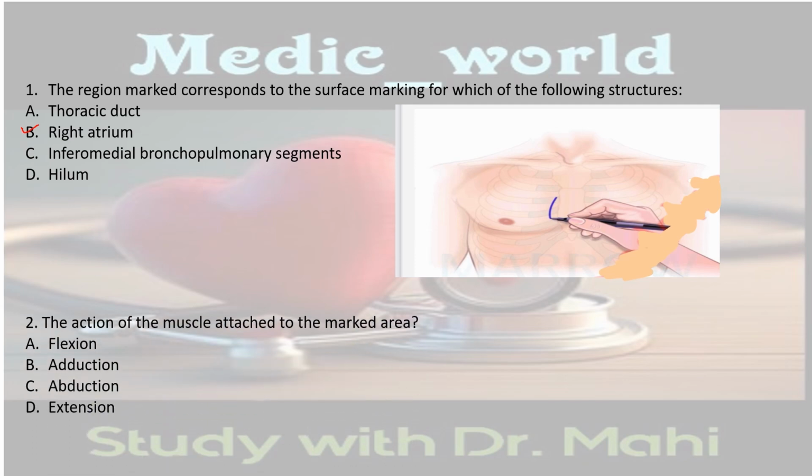Next question, the action of the muscle attached to the marked area. Let's see the image. Here in the image, the area which is marked by the question mark is the greater trochanter of the femur, and the muscle fibers attached here are the gluteus medius and minimus, and their function is to abduct the thigh, and their anterior fibers rotate the thigh medially. So the answer to this question is option C, that is abduction of the thigh.